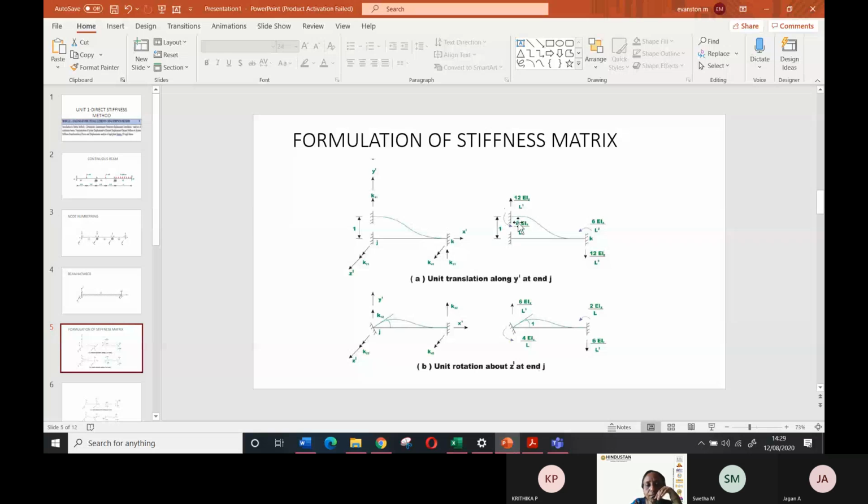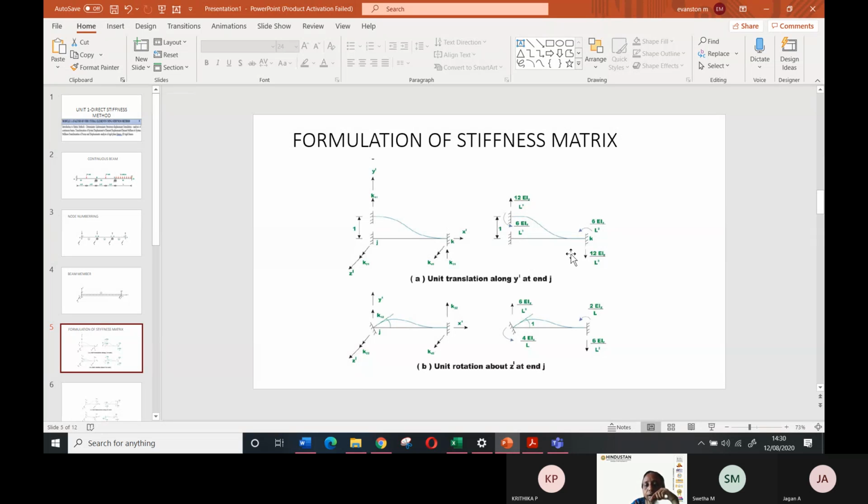12EI by L cube on the left side. The left side also should resist. Somebody is trying to push it by 1 centimeter, but you are trying to keep it from moving in the downward direction. So some force will be developed on the left side also. Somebody is pushing up, but somebody is trying to keep it in the original position. So the force will be developed. What's the force developed? 12EI by L cube.